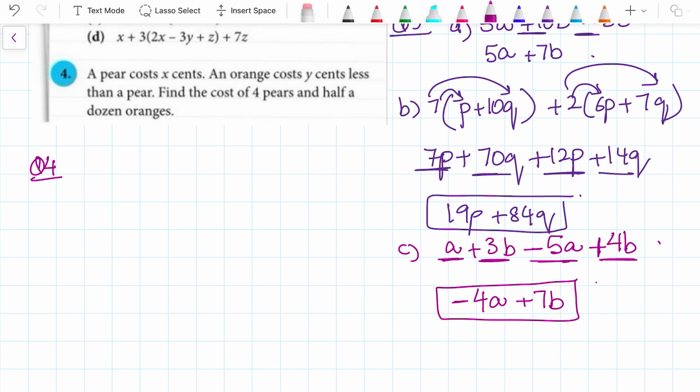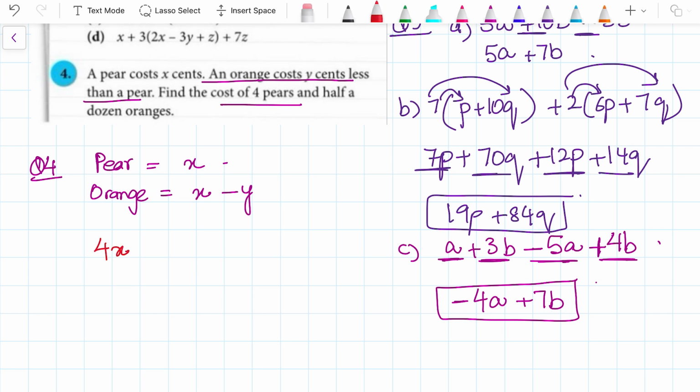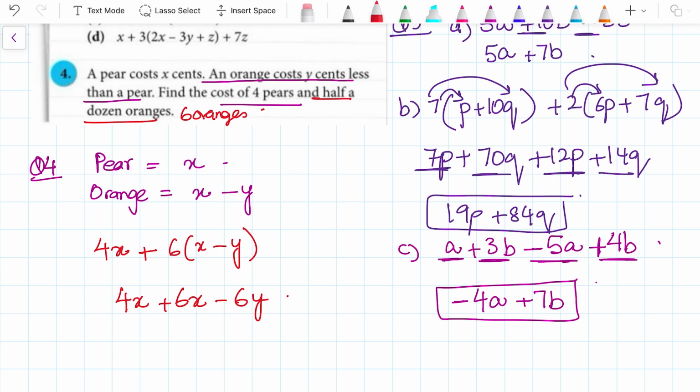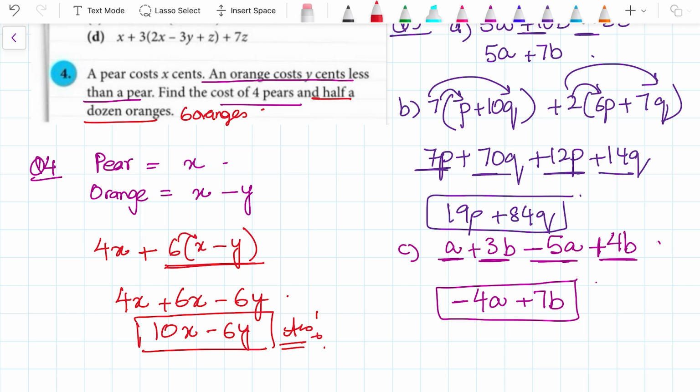A pear costs x cents. An orange costs y cents less than a pear. So pear minus y gives you the orange cost. Find the cost of 4 pears. That means 4 multiplied by x. And half a dozen oranges means 6 oranges. So plus 4x, 10x. This is going to be my expression for it. There was a bracket multiplication here, so this is how I multiplied.